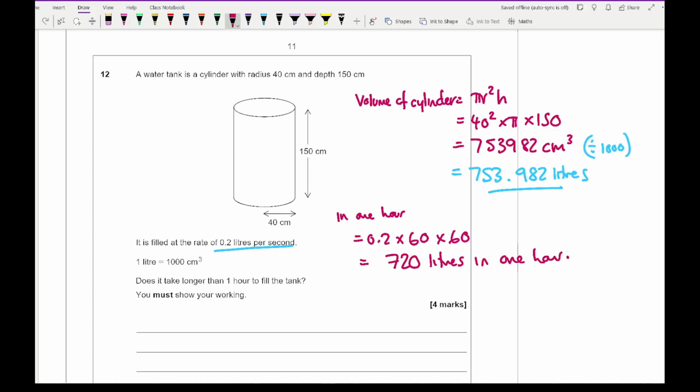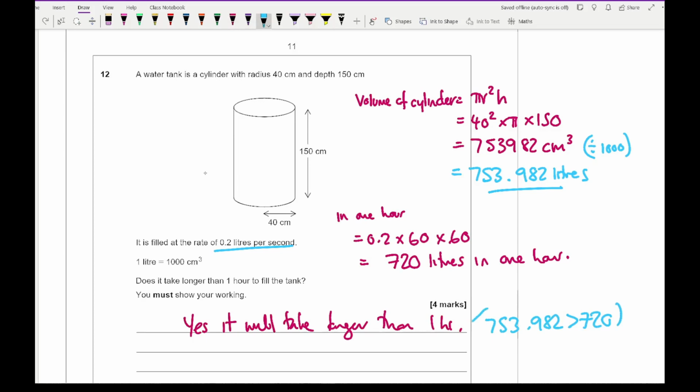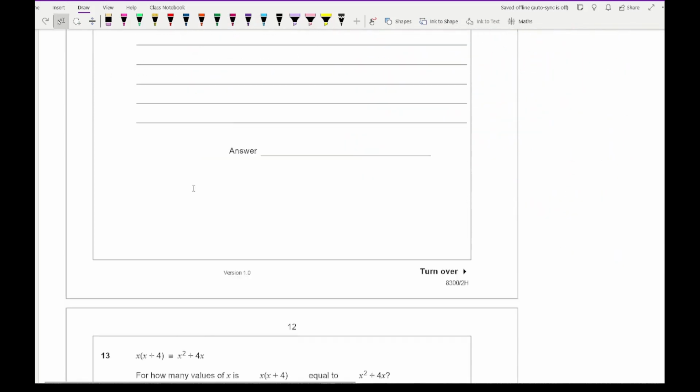So is it going to take longer than an hour? Yes, it will take longer than 1 hour. And again, if you want to show a little bit of working out in terms of proof, you could say that 753.982 is greater than 720. But again, I think that there's enough working out there in maths for you to get those 4 marks.